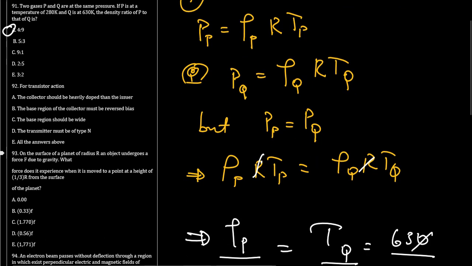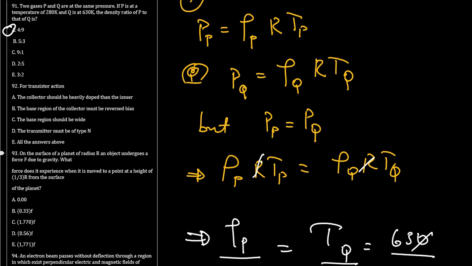For transistor, question number 92. For transistor actions, A. The collector should be heavily doped than the emitter. B. The base region of the collector must be reverse biased. C. The base region should be wide. D. The emitter must be of type N. E. All the answers above.